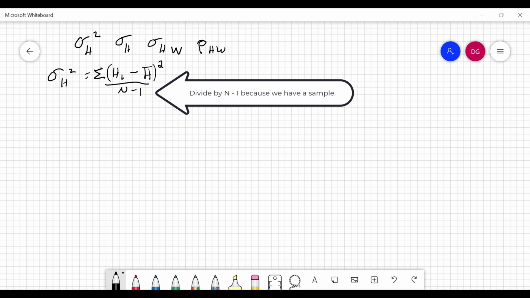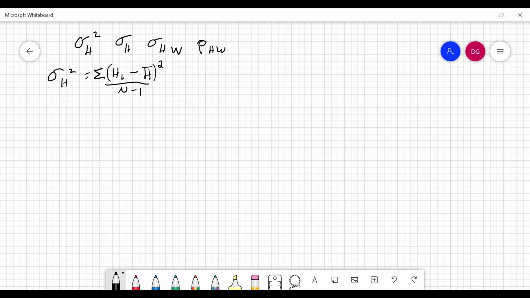And let's just talk about what we've got here. If the first person's height is greater than the average, then this is a positive number. I square it, it stays positive. I take the next person's height, and if this person is shorter than the average, I square it. Even though that was a negative number, it now becomes a positive number. I sum up all of my positive numbers.